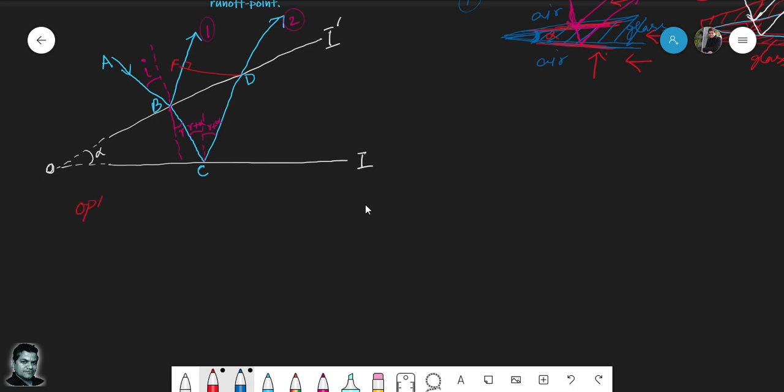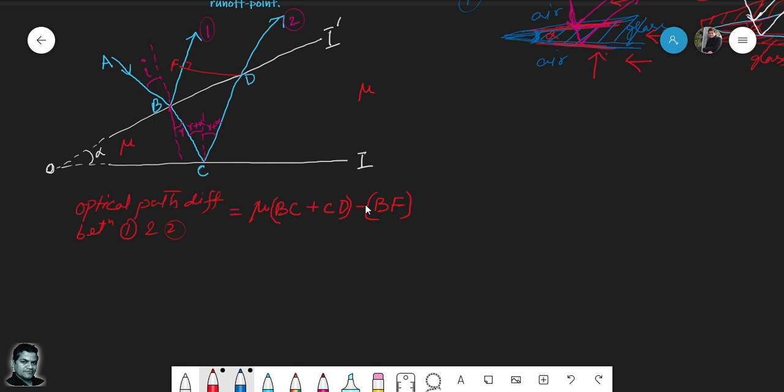Then the optical path difference between 1 and 2: the rays 1 and 2 get separated from this point B. Ray 2 travels from B to C, then C to D. During that time, the ray 1 travels from B to F. So the path difference is BC plus CD minus BF, but that must be multiplied by mu. Why? Because this is our medium with refractive index mu. So the thin film has a refractive index mu. So the optical path is mu into BC plus CD minus BF.